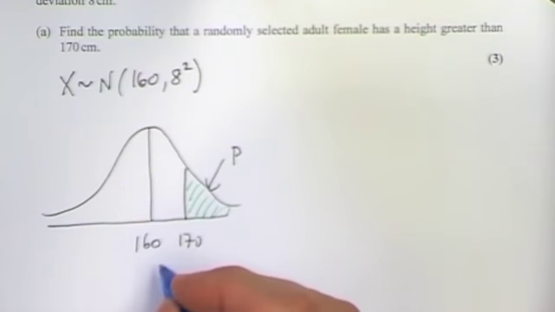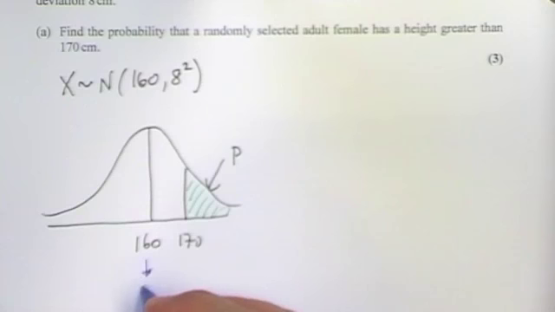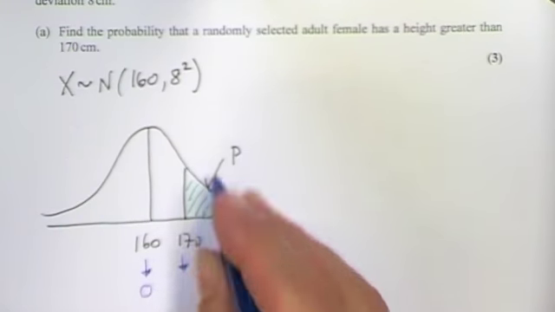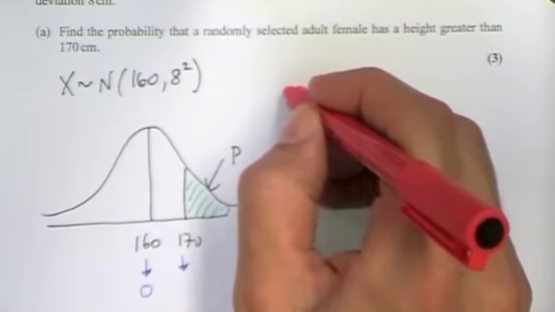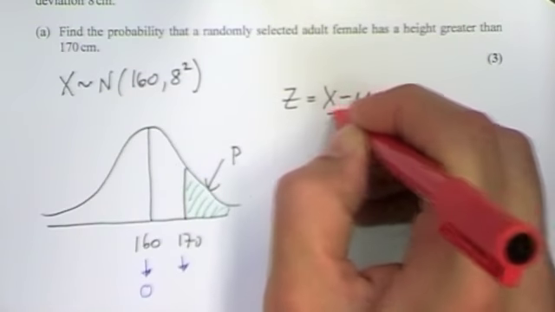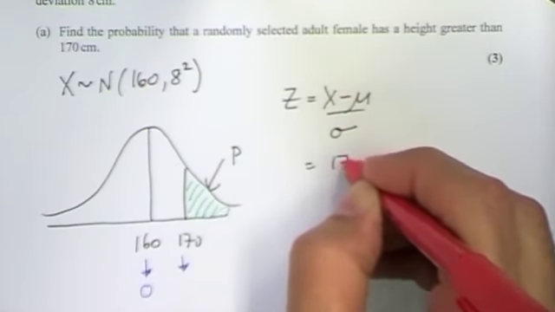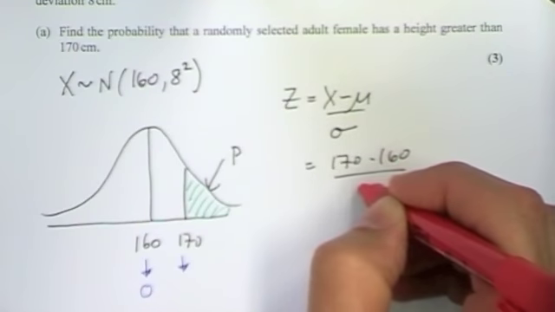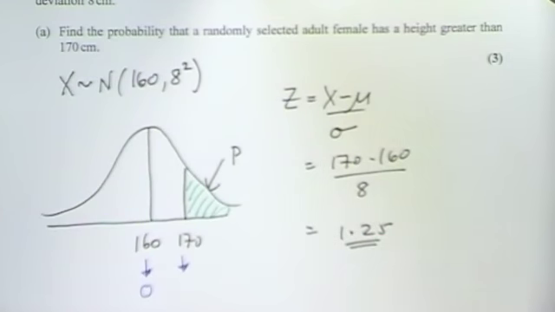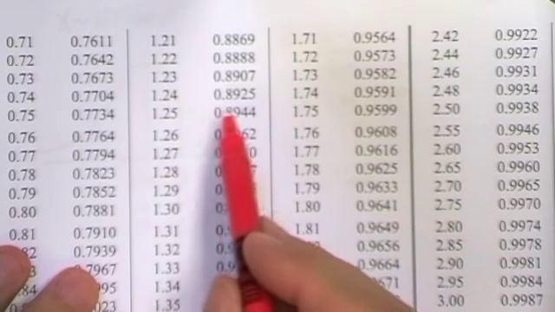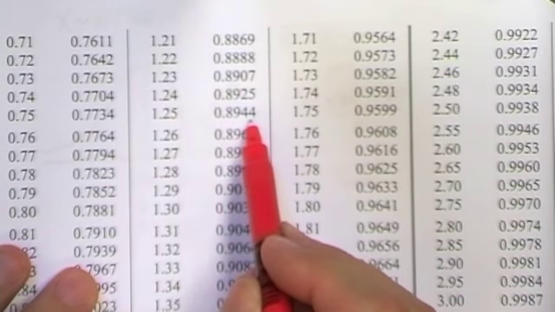So as usual, turn them to Z values. So 160 goes to 0. 170, don't know the probability because I can't use a table, so work it out with the formula. Z equals X minus mu over sigma. X is 170, take away the mean, divided by 8 this time, and that comes to 1.25. So our Z value here is 1.25. We can look that up in the table to find the probability. 1.25 looked in the table is 0.8944.